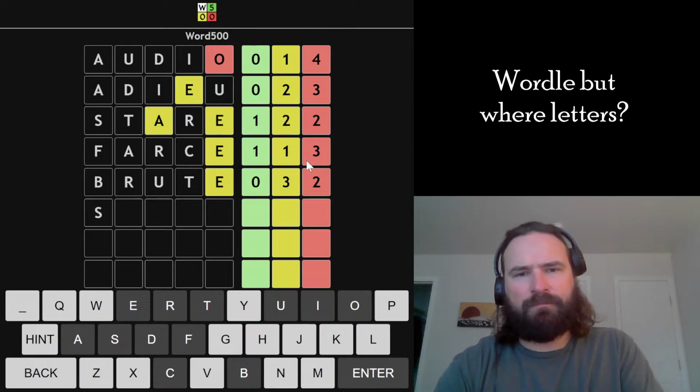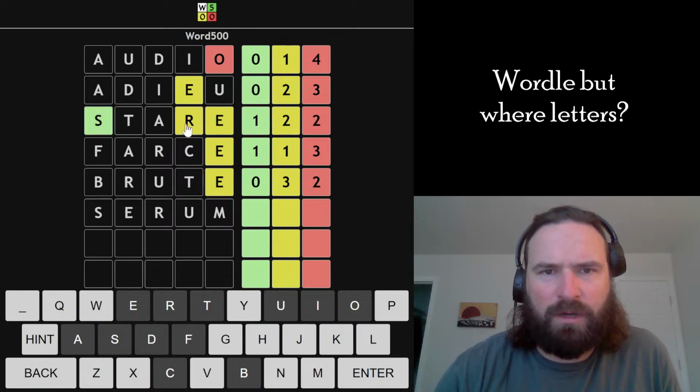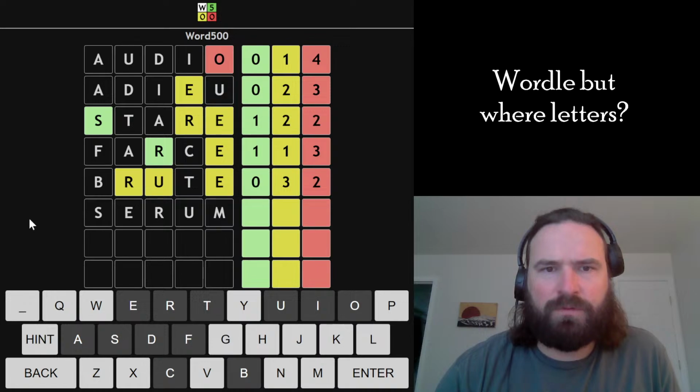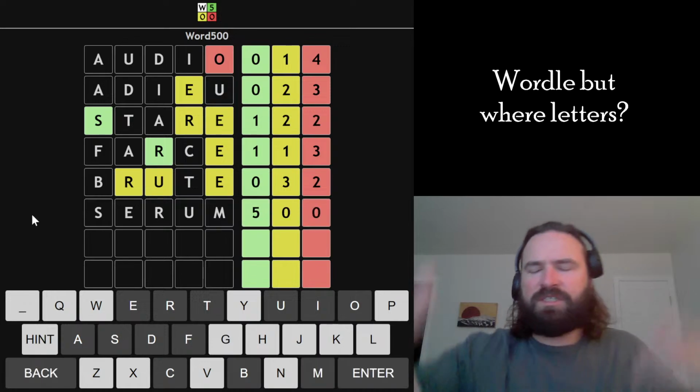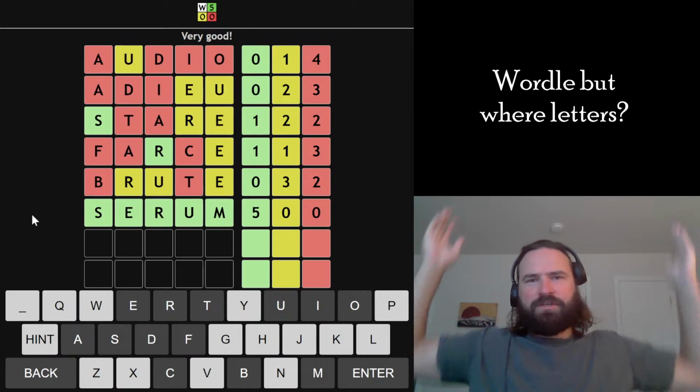Serum. Love serum. Okay. S is green here. And the R, R was our green here. R's yellow here. The U's in, it's serum. It's gotta be. Serum, dude! I found the secret potion, the secret serum for solving the thing, dude. You know, there it is.